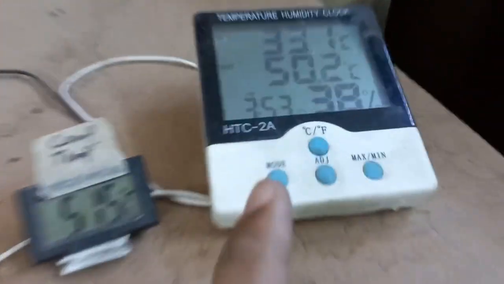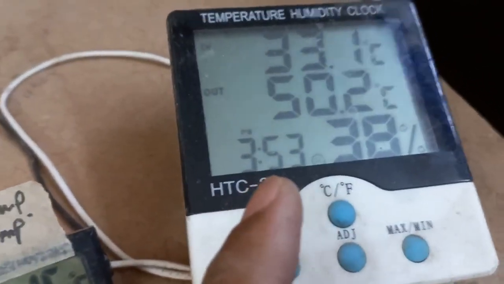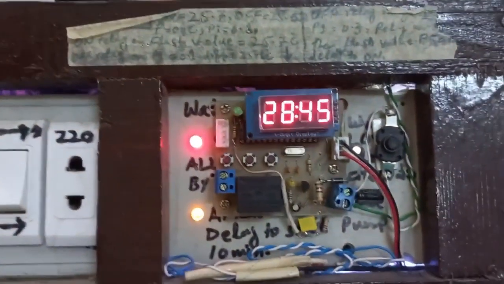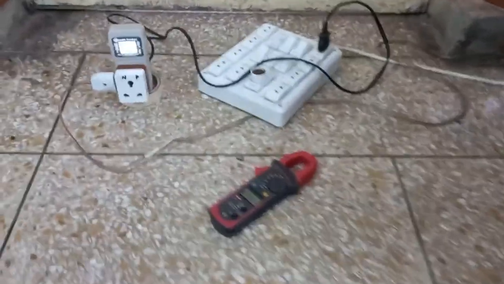Now the time is 3:43 p.m. and my tank temperature is 28.44. To analyze this, I will check current, airflow, everything. Let's start. First, I will check the current for this.